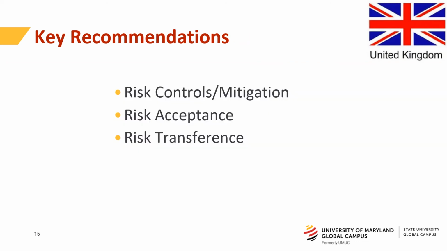Once risks are ranked, they can then be prioritized for mitigation. Unfortunately, it is not possible to mitigate or eliminate all risks. Instead, the key recommendations are based on the idea to reduce risks to an acceptable, tolerable level within budget. The primary methods to reduce risks are to control or mitigate them, accept risks, or to transfer risks.